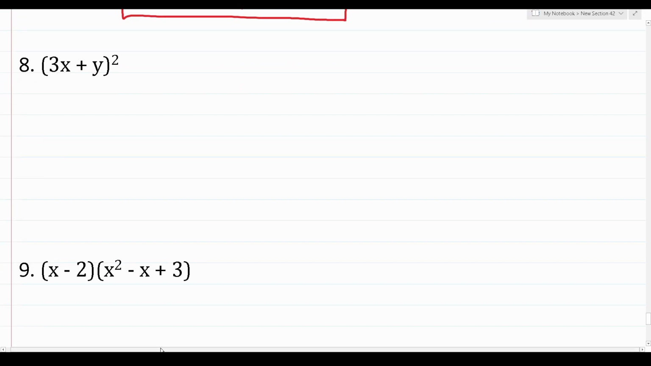So as we can see, number 8 says 3x plus y squared. Let's rewrite this so it's a little bit easier to work with. 3x plus y squared is the same thing as this. 3x plus y times 3x plus y. And here you can either use the FOIL method or simply distributive property to expand this accordingly.